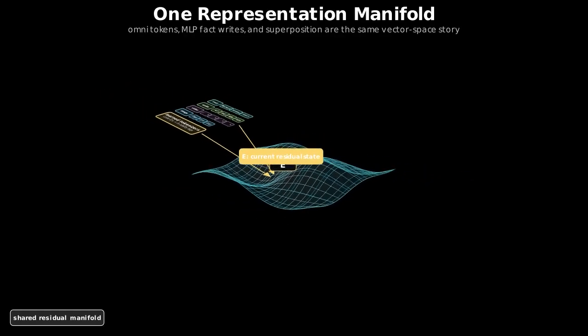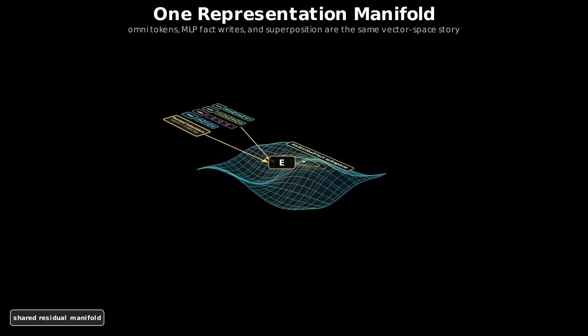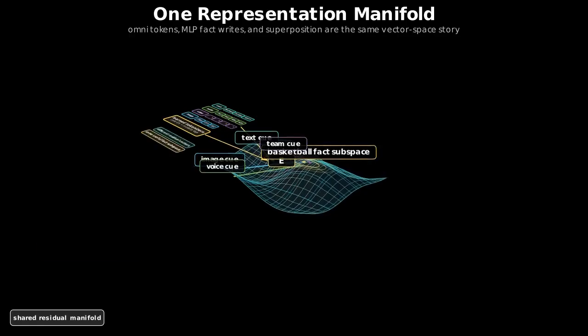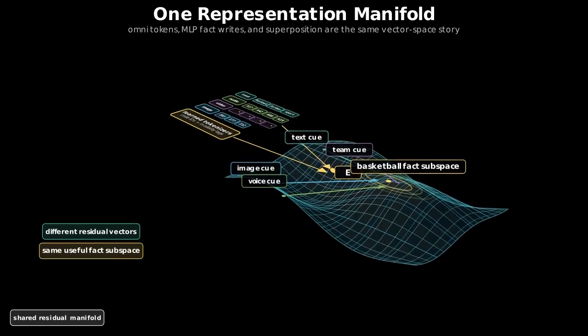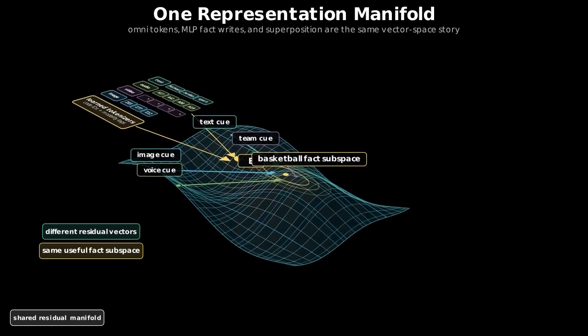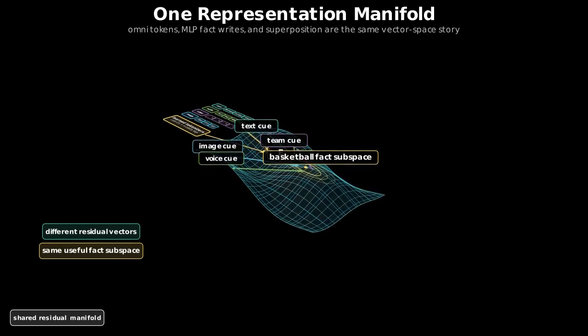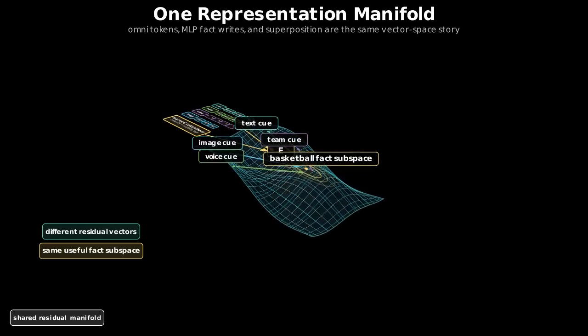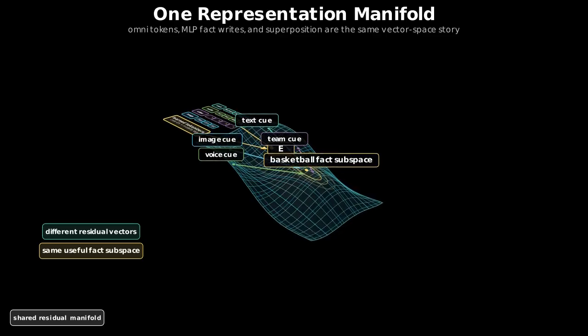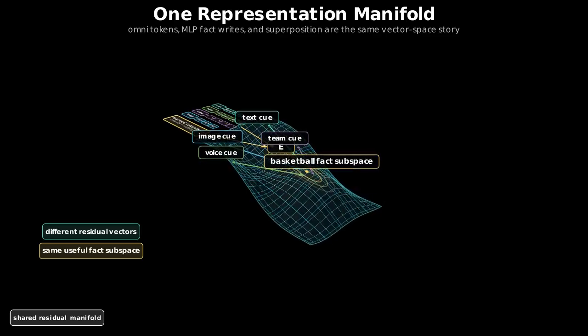Think of the MLP as a feature probe plus a feature write. A row of W up asks whether a direction is present. ReLU, or a gated activation, decides how strongly the probe should fire. Then W down writes the associated value direction. That is why MLPs are often described as a kind of key value memory.